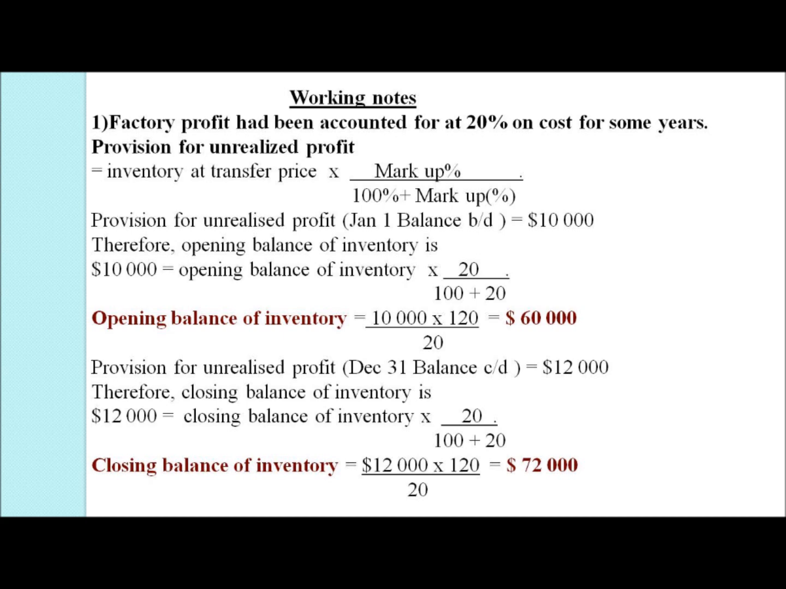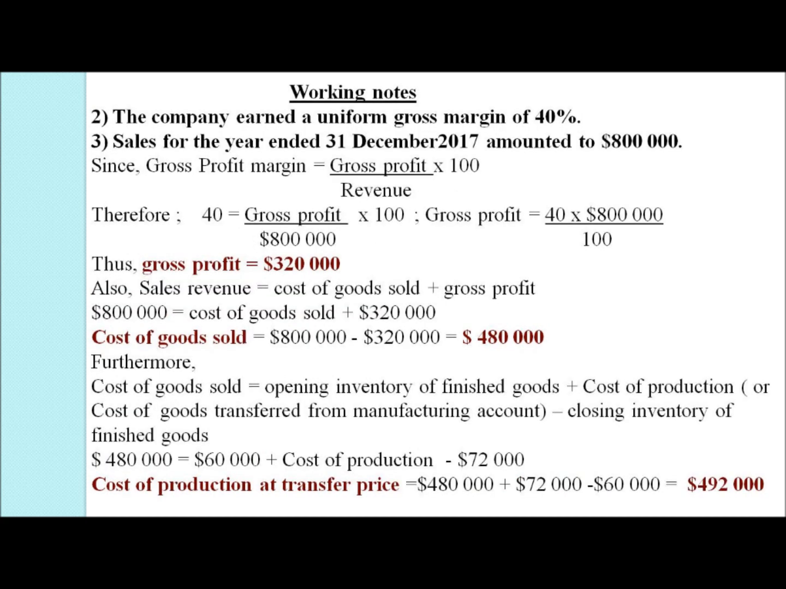Furthermore, we can use the provision for unrealized profit on December 31st, which is $12,000, to calculate the closing value of inventory using the same formula, that is, the provision for unrealized profit is equal to inventory at transfer price times markup percentage divided by 100 plus markup percentage. When we do so, we get the value of closing balance of inventory as $72,000.